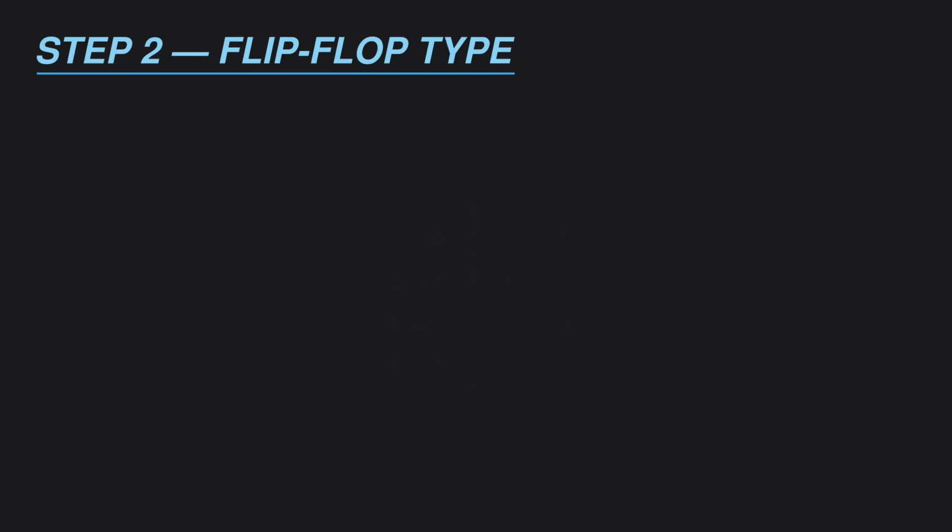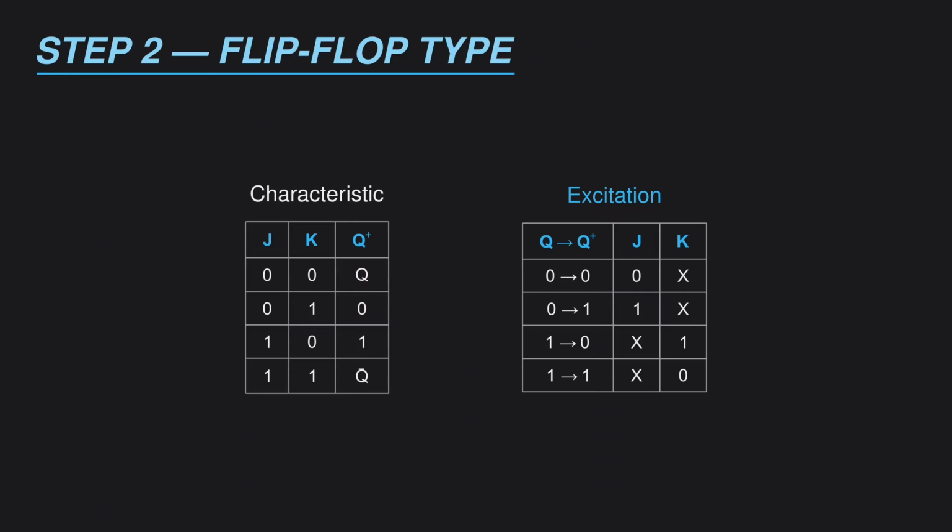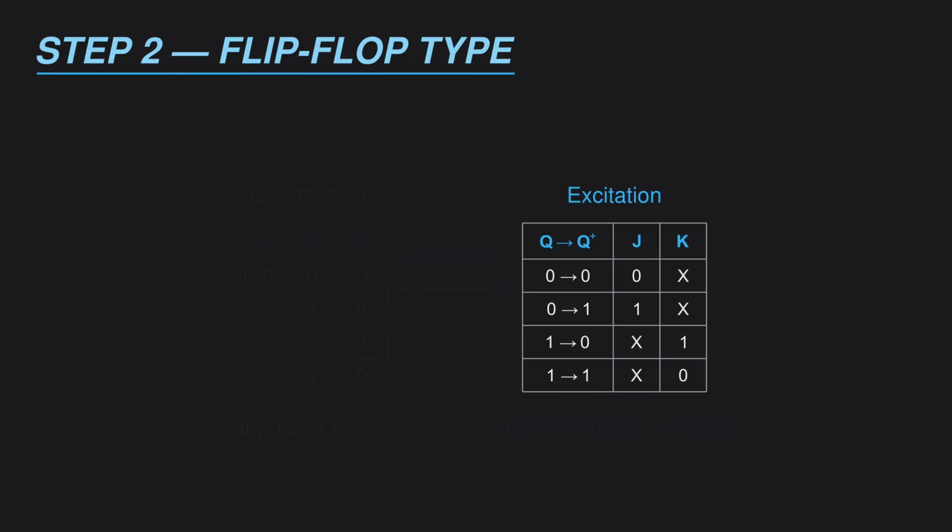Now pause, because here's the single most common synthesis mistake. People reach for the characteristic table, which tells you the output given the inputs, when what they actually need is the excitation table, which tells you the inputs needed to reach a desired output. Those are opposites. The JK excitation table also has free entries, values you may set to 0 or 1, called do not care entries, and you must take advantage of them in the next step.